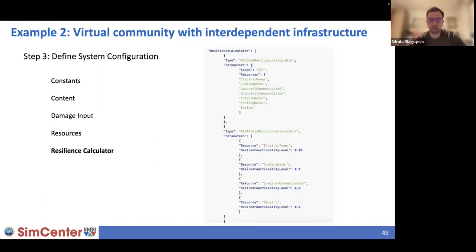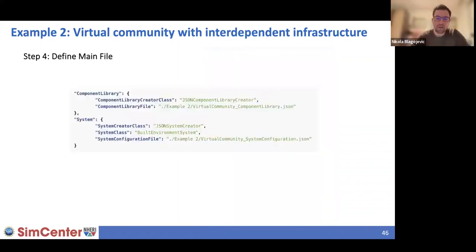And then the final part is the resilience calculator. Here we implemented both classes which are currently available, the iRe-CoDeS resilience calculator. You can define the scope. Do you want to look at single localities, at certain components, or do you want to look at the whole system? And for which resource you want to calculate the total unmet demand. You define it here. And then you also define the NIST goals resilience calculators. You define which resource you want to look at and what's the functionality level that you're going to be measuring the time to achieve to. Once you do this, most of the things are done.